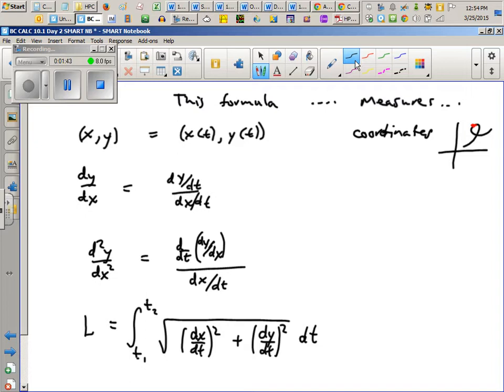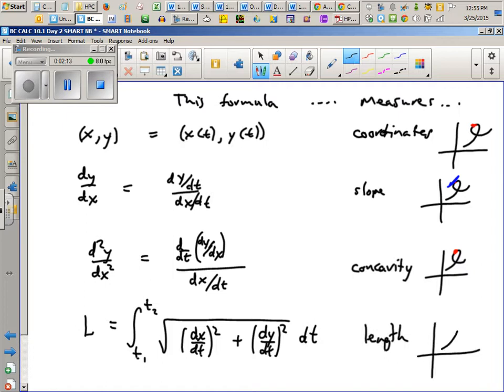And then dy/dx, of course, measures slope of the tangent line. So if this is your curve, it can measure the slope of this line right here. d squared y over dx squared has always measured concavity, and it still does. So what is the concavity at this point here? Probably concave down, I would say. Yep. And then the last one, of course, is length. So that measures just a portion of a curve.